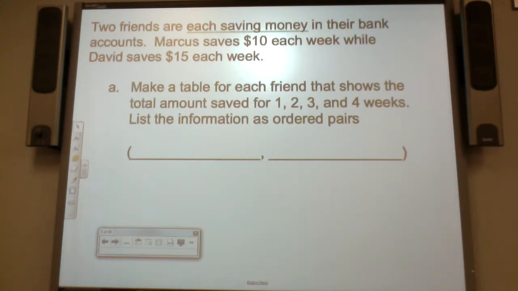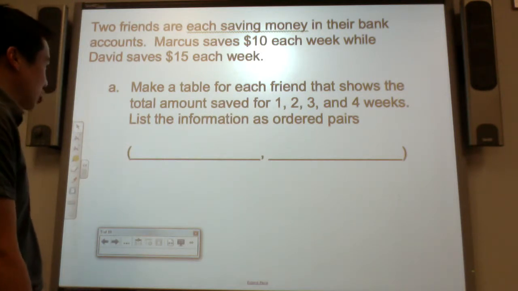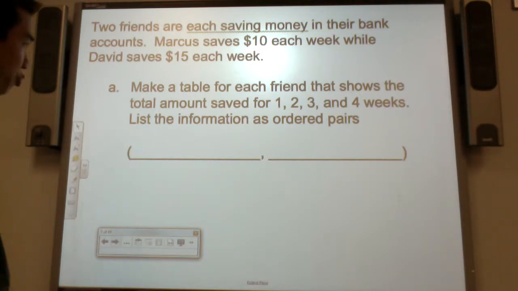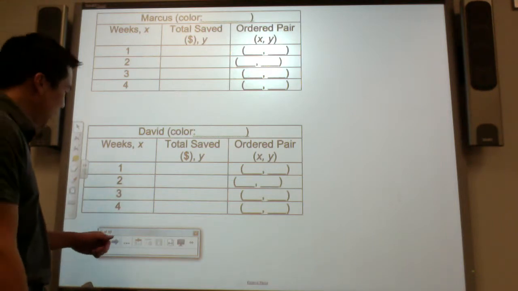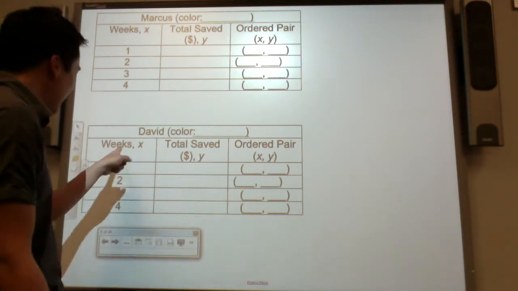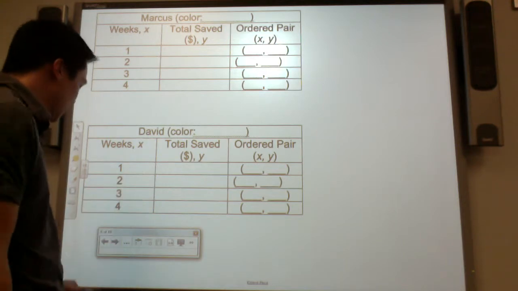Last but not least, 2 friends are each saving money in their bank accounts. Marcus saves $10 each week, while his friend David saves $15 each week. Good for David. Make a table for each friend that shows the total amount saved for 1, 2, 3, and 4 weeks. List the information as order pair. So what is the x-axis and y-axis? X-axis will be weeks, y-axis will be total saved.